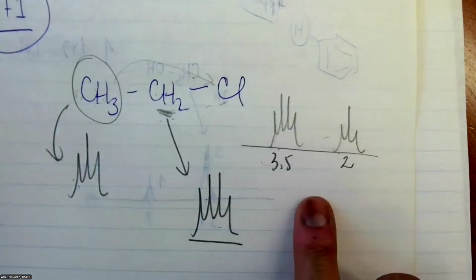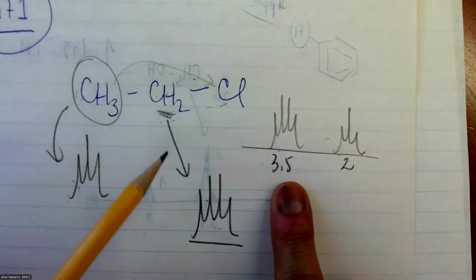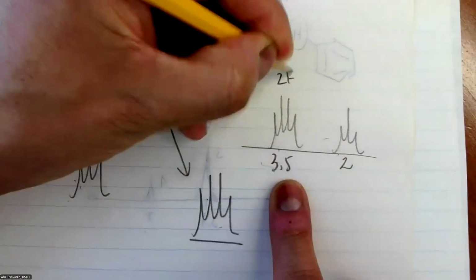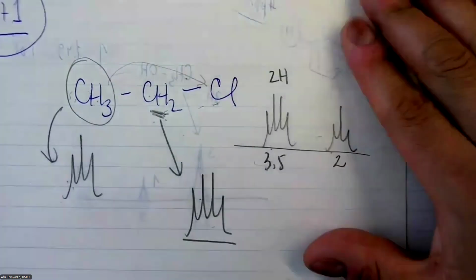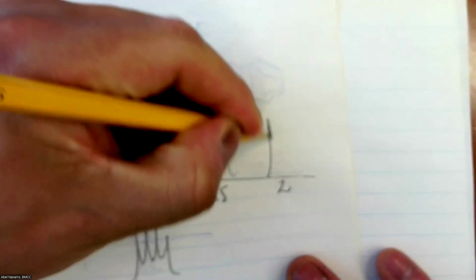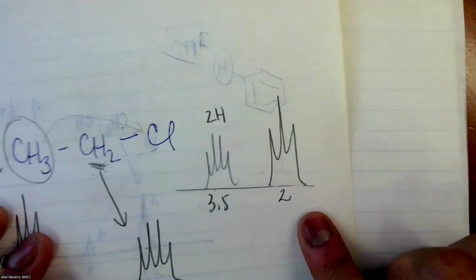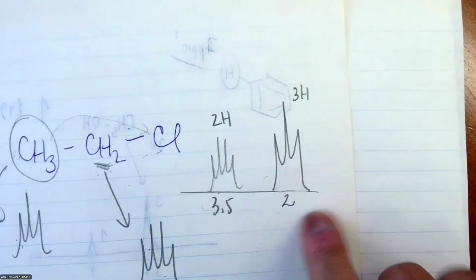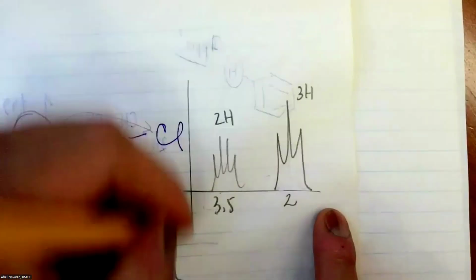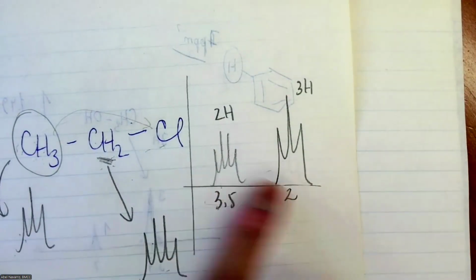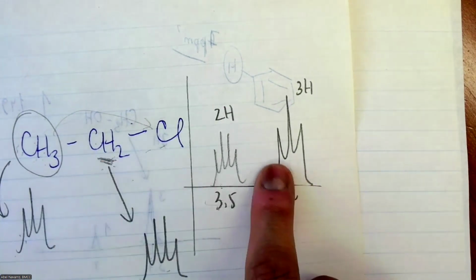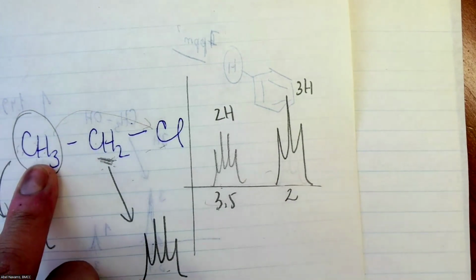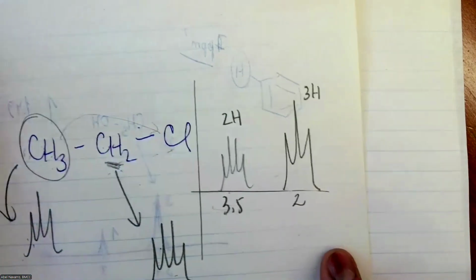Okay. What else are we missing? Integration. This one is representing a 2H. That's your integration value. And this one should be 3 H's. So that means that my triplet should actually be bigger. Something like that. You see? That's a perfect NMR representation of this particular molecule. Quartet for this one and triplet for this one. And then I sketch the NMR spectrum.